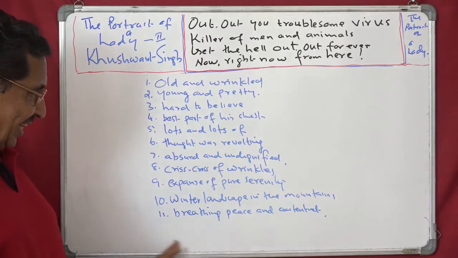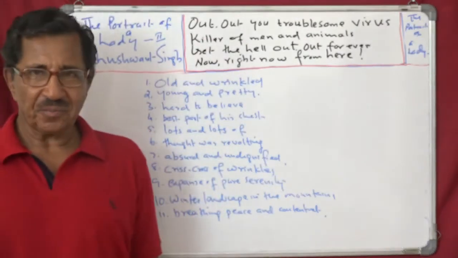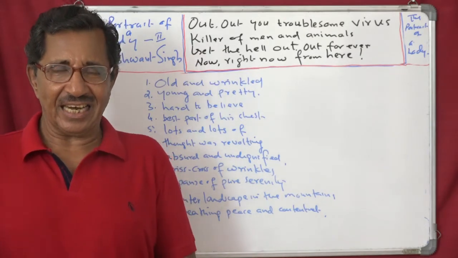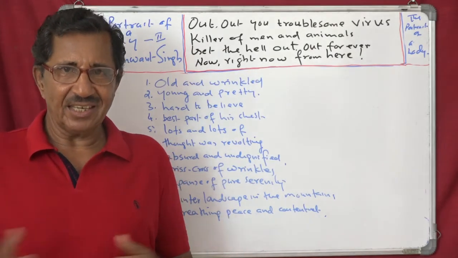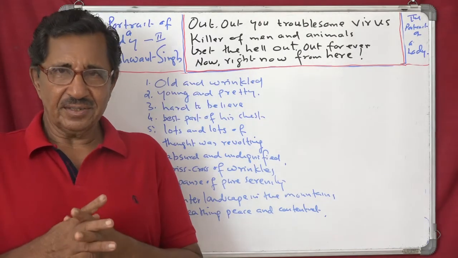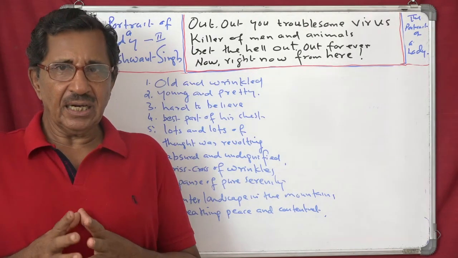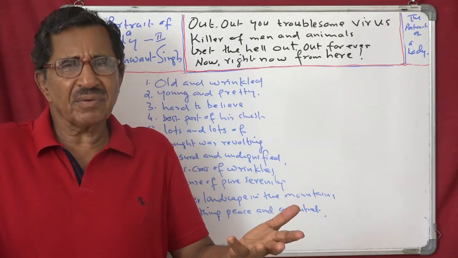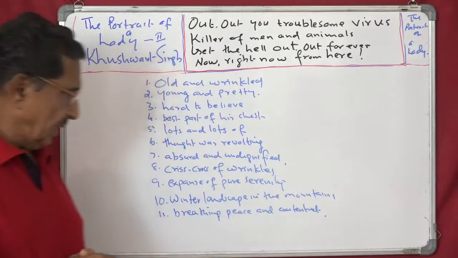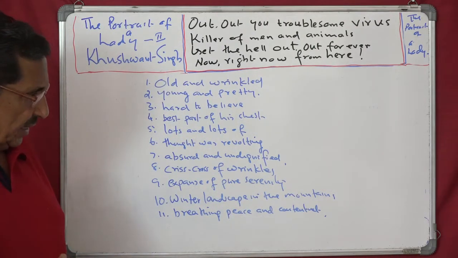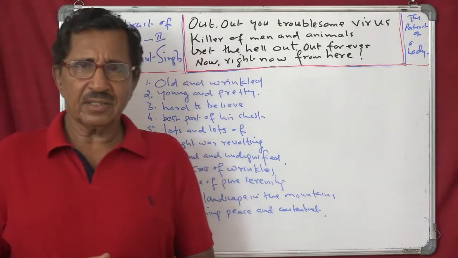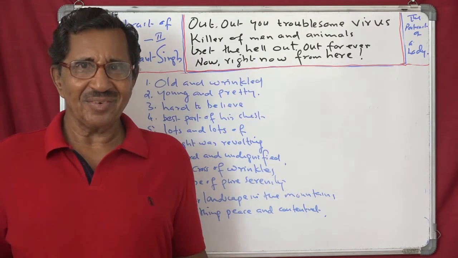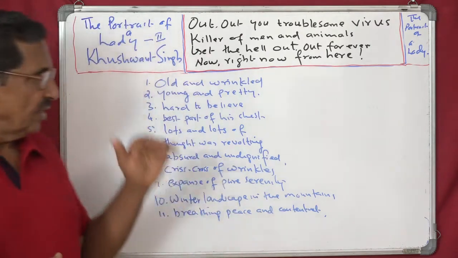And then we have a winter landscape in the mountains. You can say that Mother Teresa was like a winter landscape in the mountains. Or you can say Sadgurus are like a winter landscape in the mountains. Very peaceful and not very active. Meditating and breathing peace and contentment. My grandfather is breathing peace and contentment. He is very happy. Nothing to worry about. Understand?